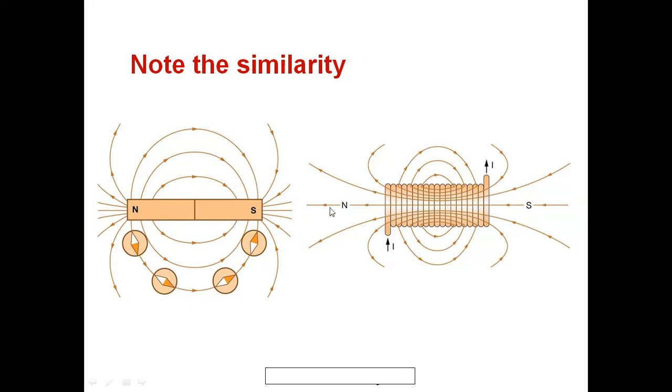So this is the similarity: in both the permanent magnet as well as the electromagnet, there exist north and south poles, and from the north pole the magnetic lines of force come out and enter into the south pole. Now the difference is that for a permanent magnet, there is the influence of the magnetic field all the time. But in the case of an electromagnet, these lines of force exist only in the presence of the electric current, otherwise they cease.